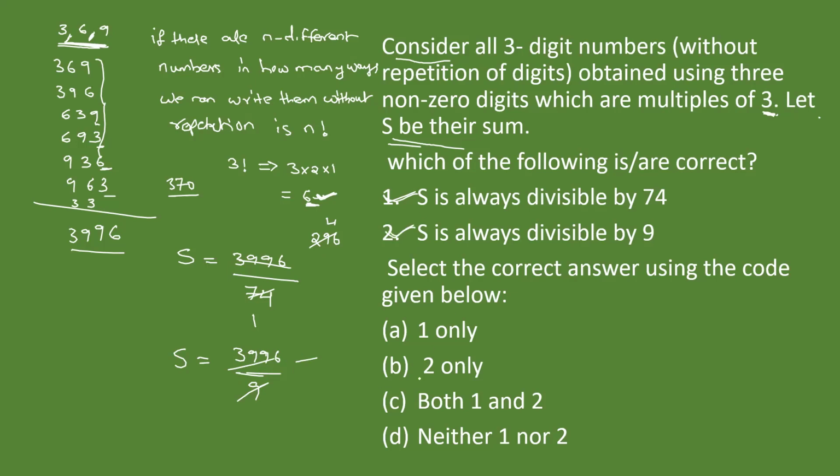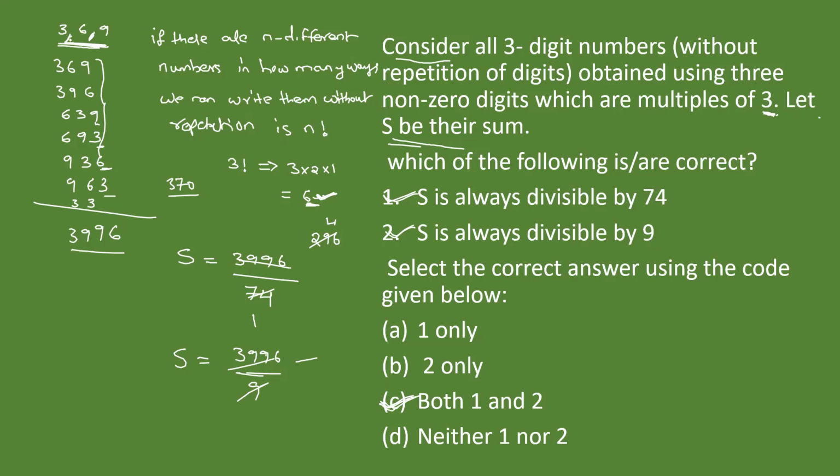So now what I can say is, S is always divisible by 74. This is true. And S is always divisible by 9. This is true. So my answer becomes what? Both 1 and 2. This is one of the previous year's UPSC questions.